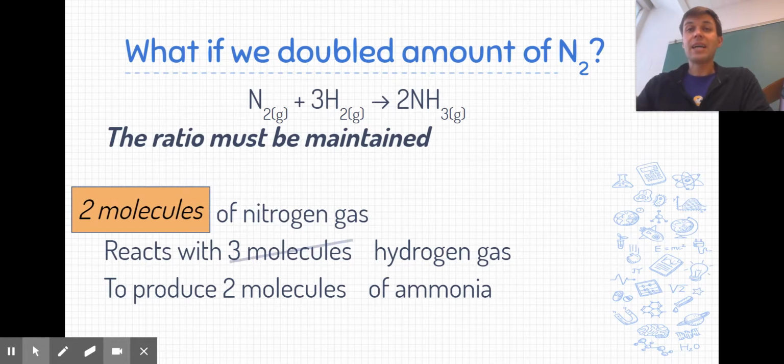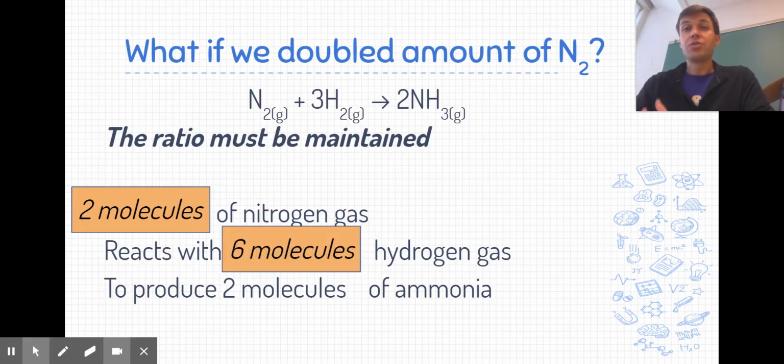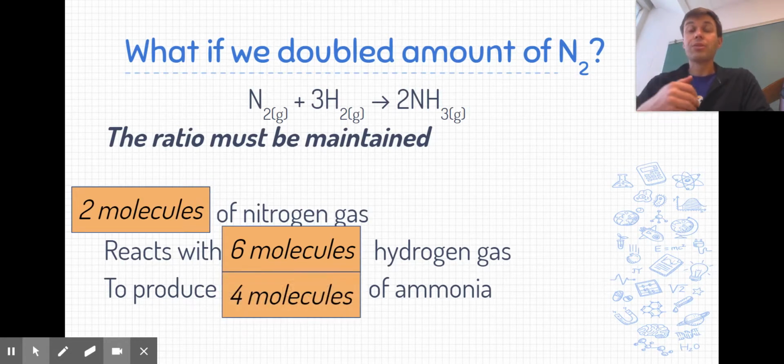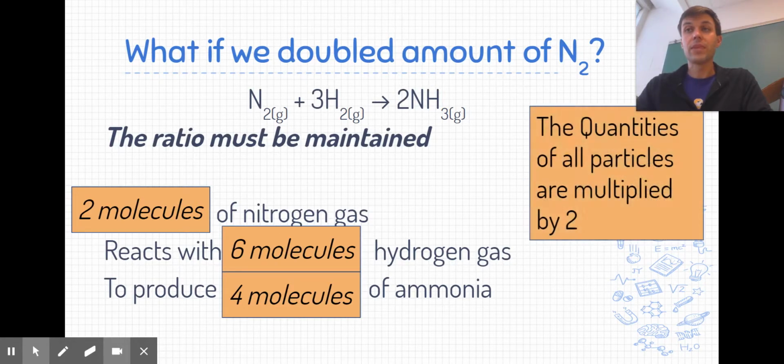Well, if we double the nitrogen gas, then we're also going to need to double the amount of hydrogen gas. So 2 molecules of nitrogen gas will require 6 molecules of hydrogen gas. And now we'll produce twice as much ammonia. We'll now produce 4 molecules of ammonia. Note that the ratio, a 1 to 3 to 2 ratio, is still maintained. The only difference is that all quantities of each particle involved in the chemical reaction have been multiplied by 2.